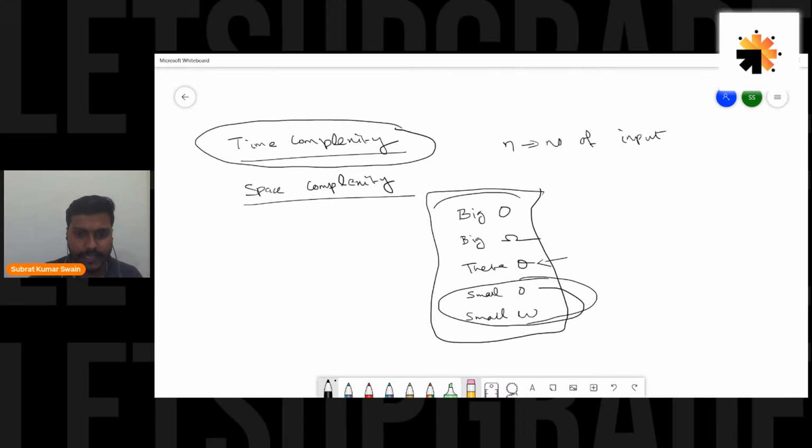We are only concerned about these 3, but in this essential course, we would be looking at big O. Why big O? Why not big omega and why not theta? See, big O is used basically for worst case time complexity. Why are we concerned about worst case time complexity? Because in the worst case, we want to know what time our algorithm would take.